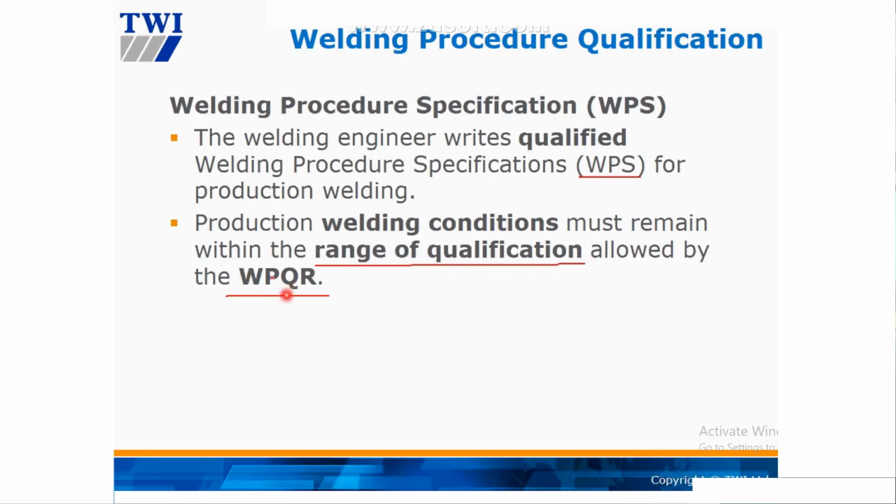So the PQR is like a mother. From there, they will write the WPS from the PQR. The PQR will give a fixed value, but the WPS can have a range value. PQR is always a fixed value, while the WPS can have a wider range, minimum and maximum.